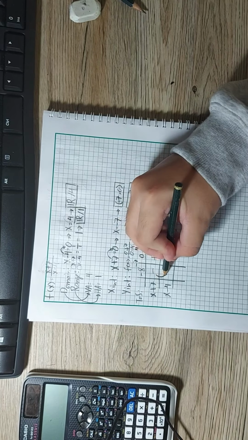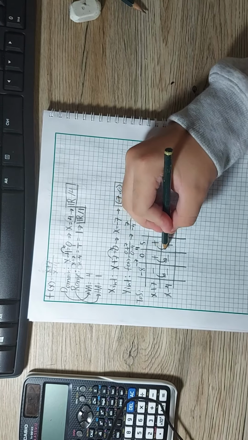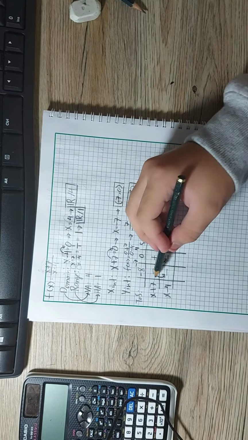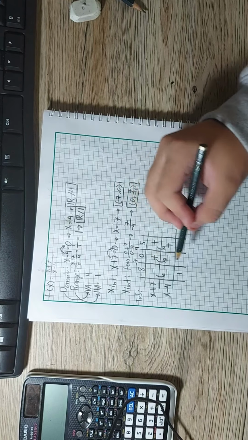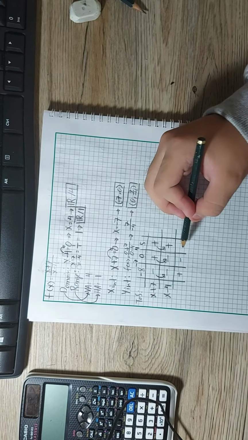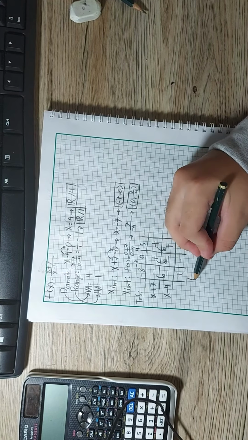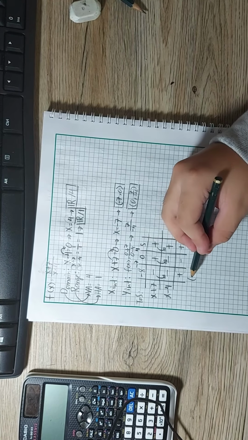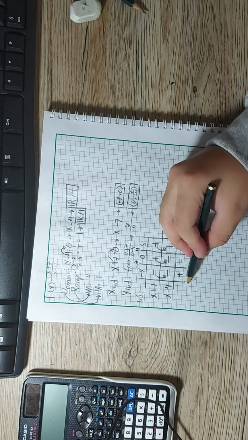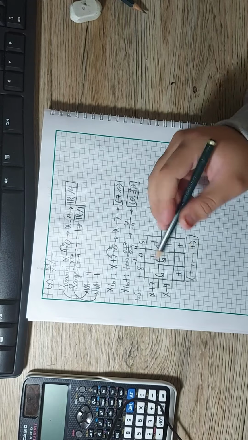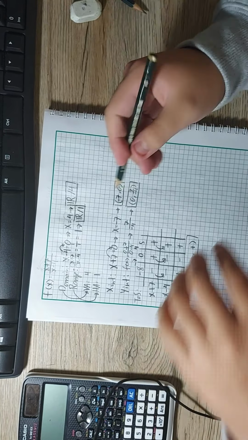Now, what we're going to do is multiply the symbols over here. Negative times negative is positive. Positive times negative is negative. Positive times positive is positive. So now these are our signs: positive, negative, positive. So now, let's head straight to the graphing.